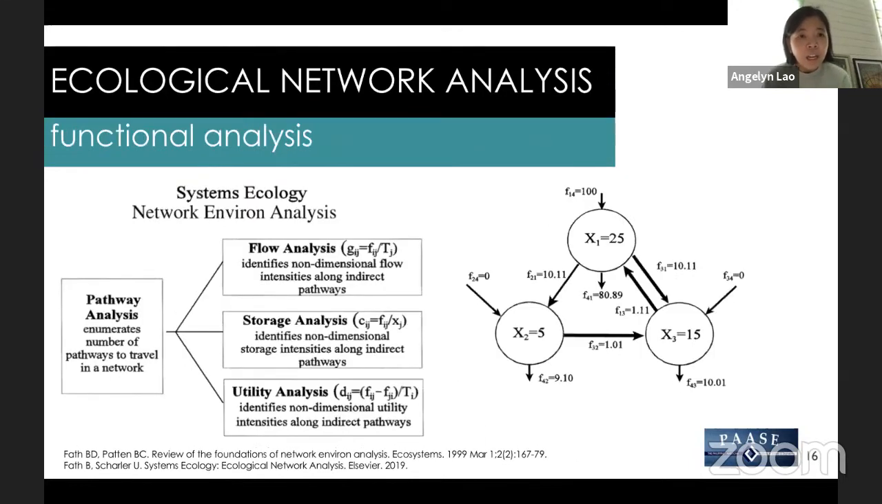So given the ecological network, one analysis that can be performed is the functional analysis of the network. Okay? This is done through the structural path analysis, which enumerates the number of pathways in a given network. And this is the basis of the 3 functional analyses shown here. So one is flow analysis, storage analysis, and utility analysis. Each of these functional analyses derives from the relationship of the flow storage data presented in the networks or in the system.